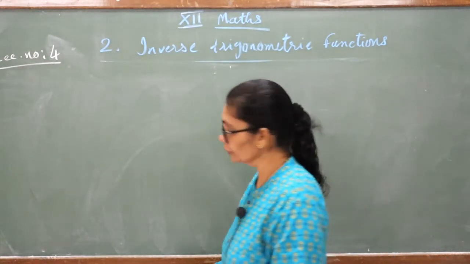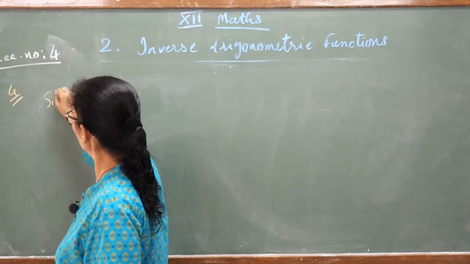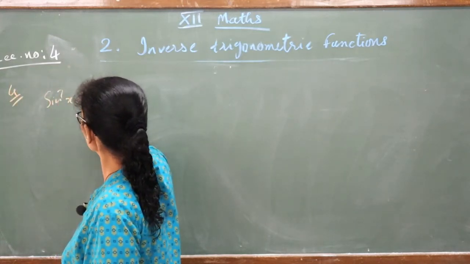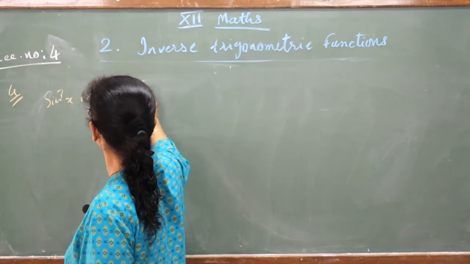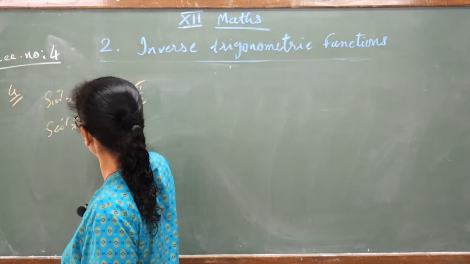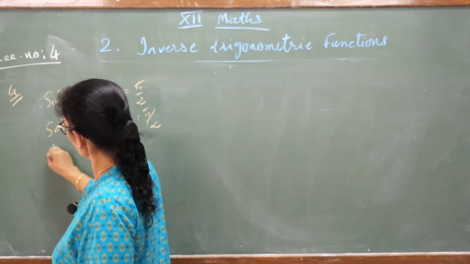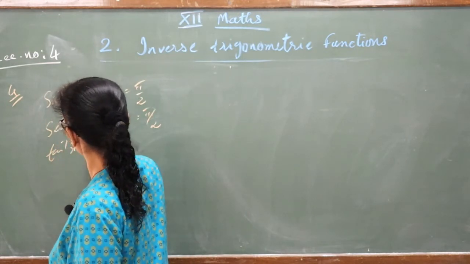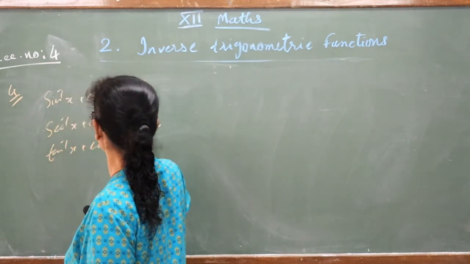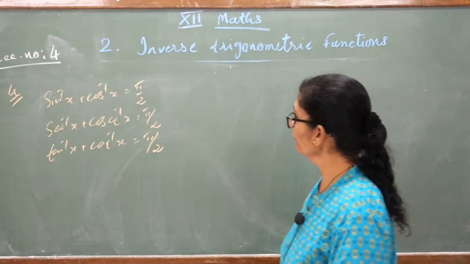In the fourth one, first is sine inverse x plus cos inverse x equal to pi by 2. Sec inverse x plus cosec inverse x equal to pi by 2, and last, tan inverse x plus cot inverse x equal to pi by 2. Now we start to prove from the first one.